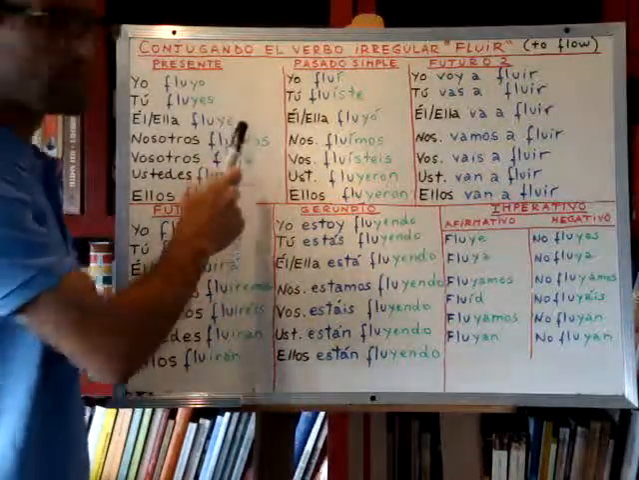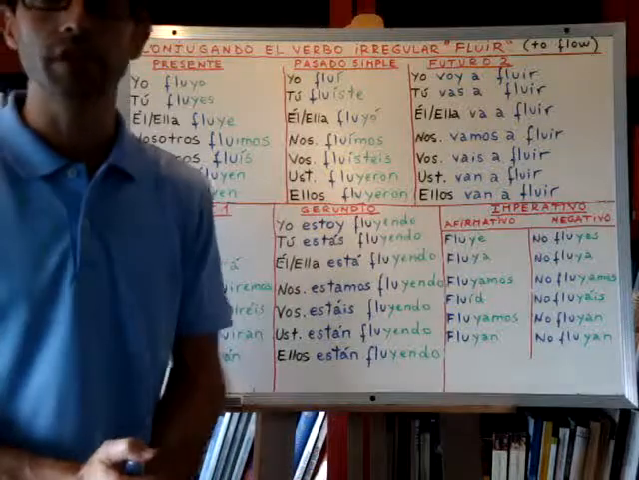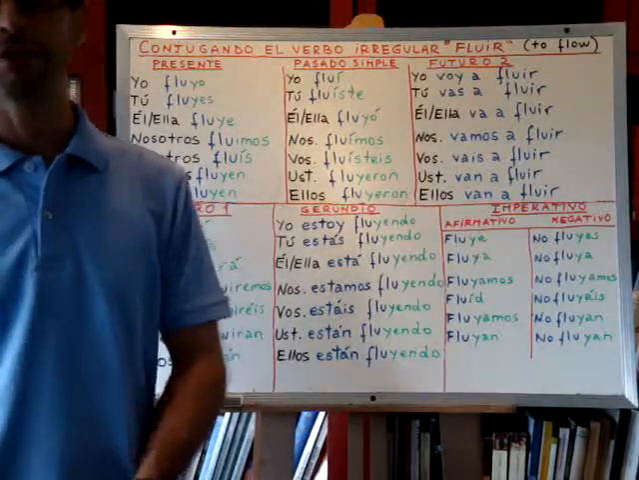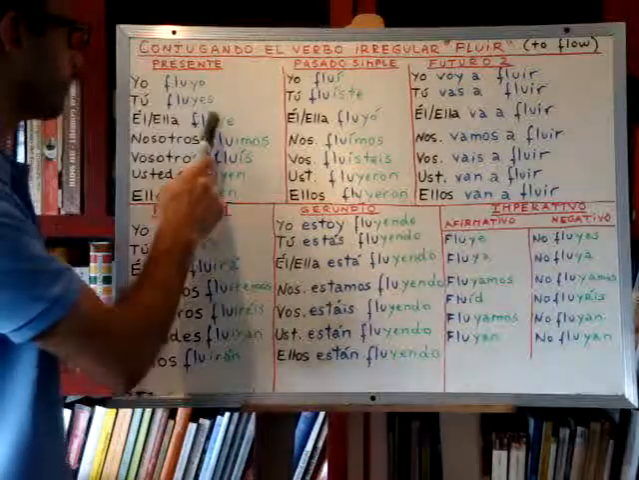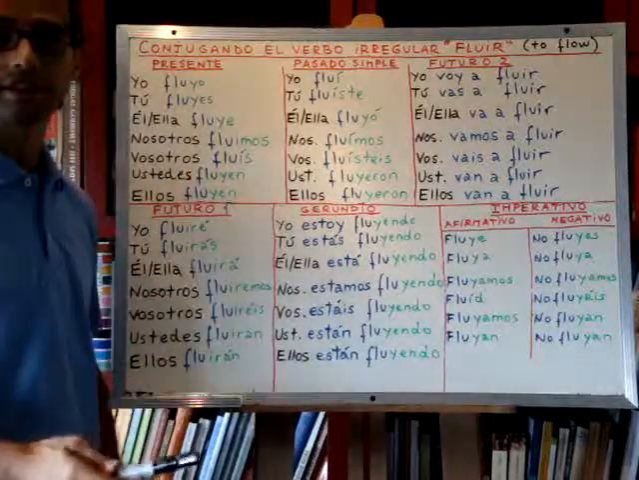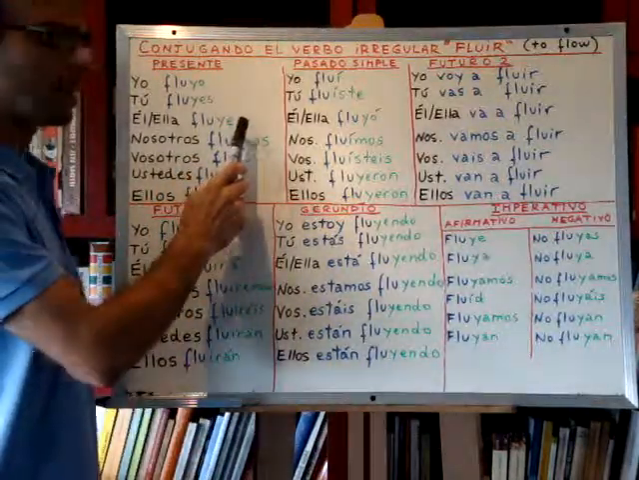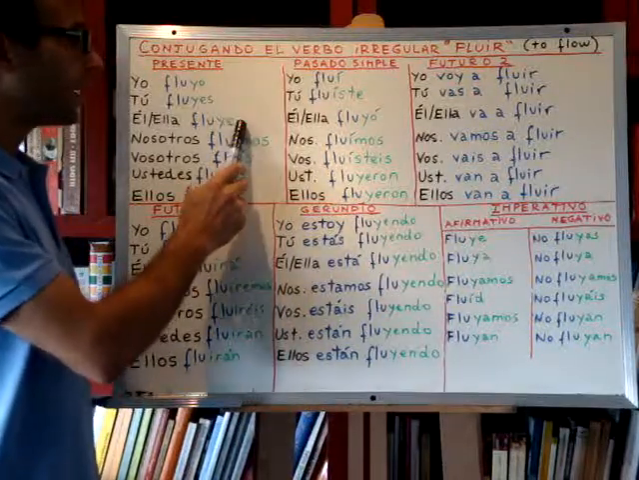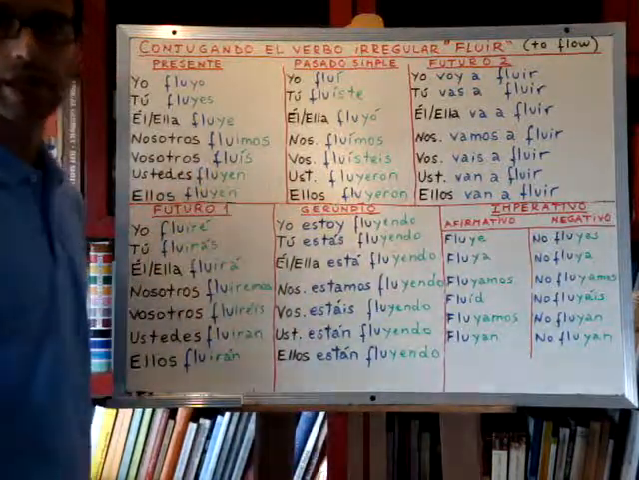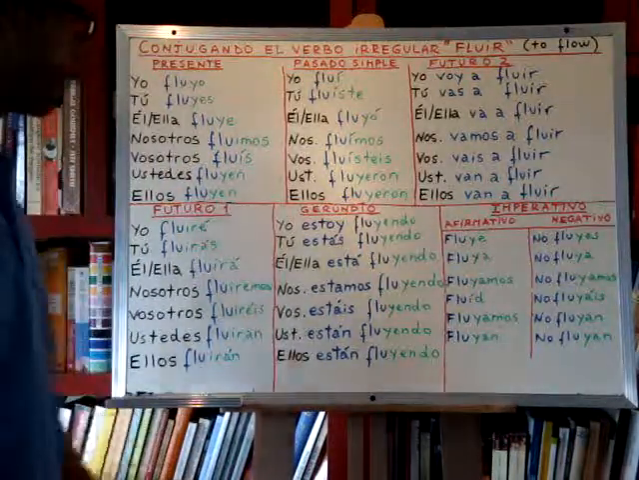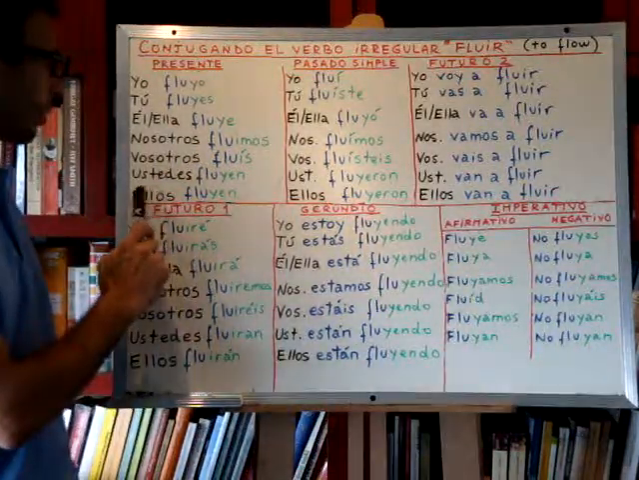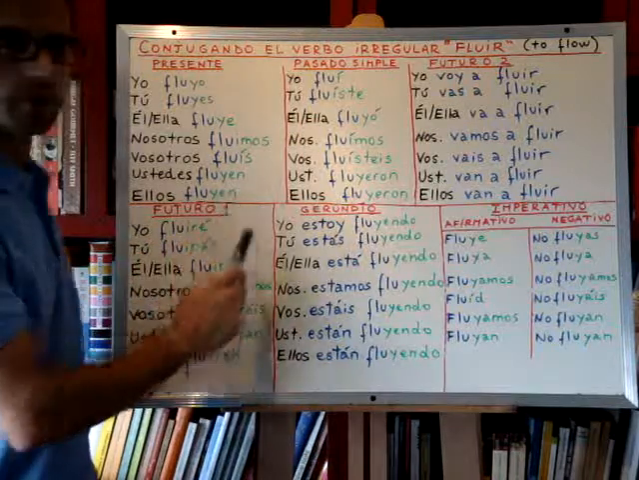Usually we use this verb in the third person of the singular, in it. For example, the river flows, third person of the singular. It's an it. We would say, the river flows, el río fluye. Or in the plural, the rivers flow, los ríos fluyen.